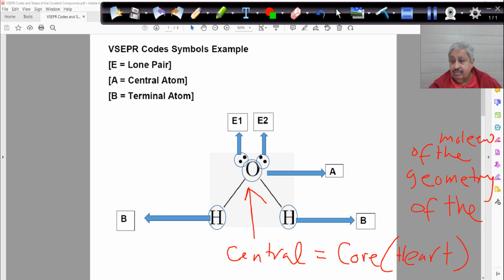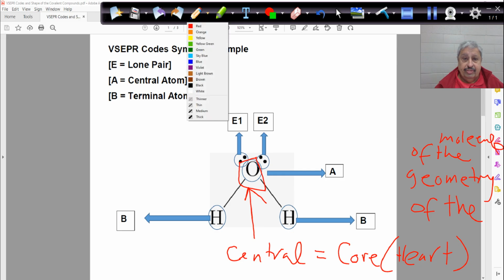So that's really what determines the outcome of the geometry: the central atom. The central atom really does determine the shape of the molecule, of the compound. And we are dealing now with all covalent compounds, not anything ionic, just covalent compounds.